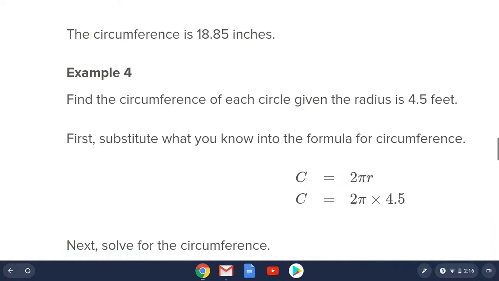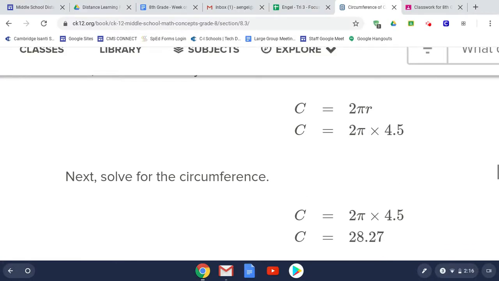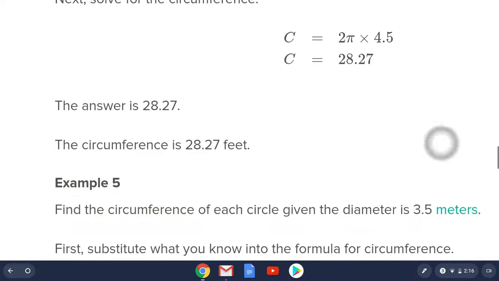Number 5, we have a circle with a radius of 4.5 feet. So it's a radius, not a diameter. So we have to multiply it by 2. 2 times pi, 2 times 3.14, times 4.5. Pause the video and solve it on your own. Hopefully when you get back, you see that the answer is 28.27.